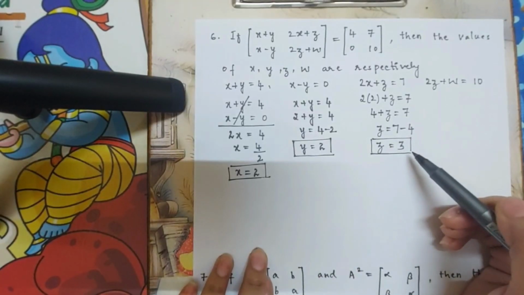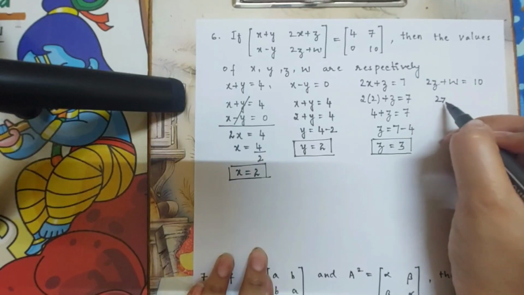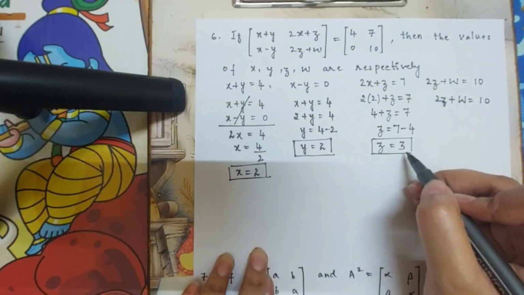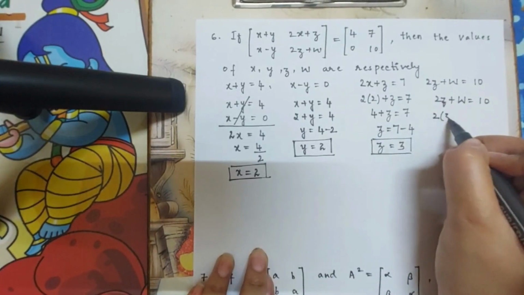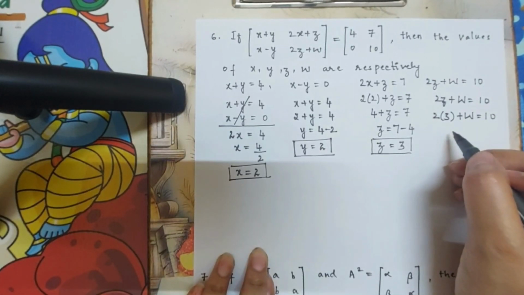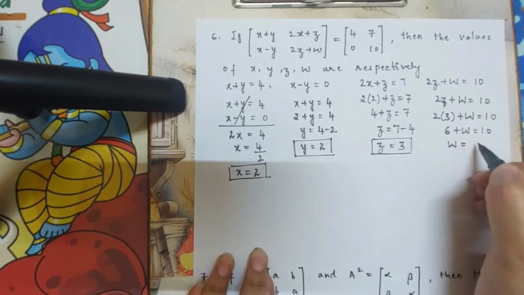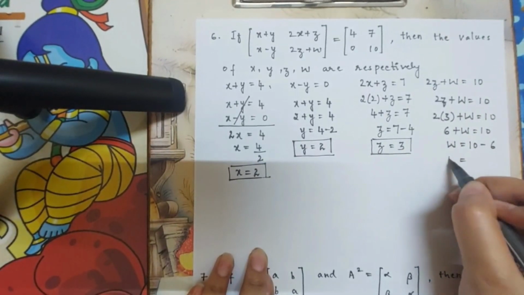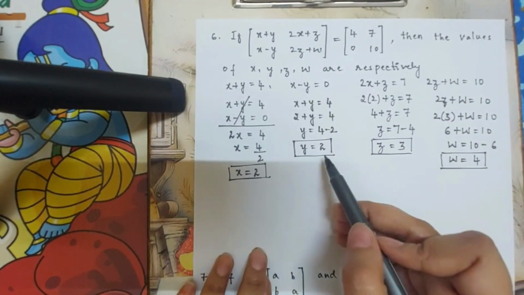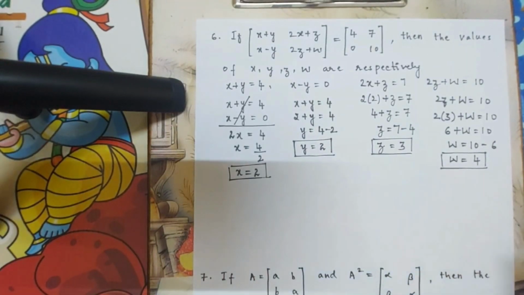So using the value of z, we'll be able to find the value of w also. So 2 times z plus w will be equal to 10. So I'll be replacing the value of z from here. So 2 into z plus w is equal to 10, and the value of w will be 10 minus 2z. So the values of x, y, z and w are found.